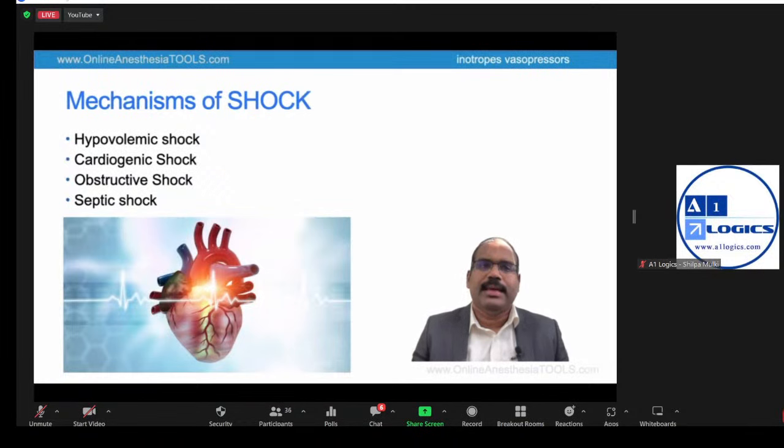The first one is the decrease in the venous return due to the loss of the circulating volume, as it happens in hypovolemic or hemorrhagic shock. The second one is the inability of the heart to function as a pump due to the loss of contractility or abnormal electrical activity such as arrhythmias, as in the case of cardiogenic shock. The third one is obstruction due to pulmonary embolism, tension pneumothorax, cardiac tamponade, etc., as in the case of obstructive shock. The fourth one is the loss of vascular tone due to maldistribution of blood, as you come across in septic shock, anaphylactic shock, or neurogenic shock.